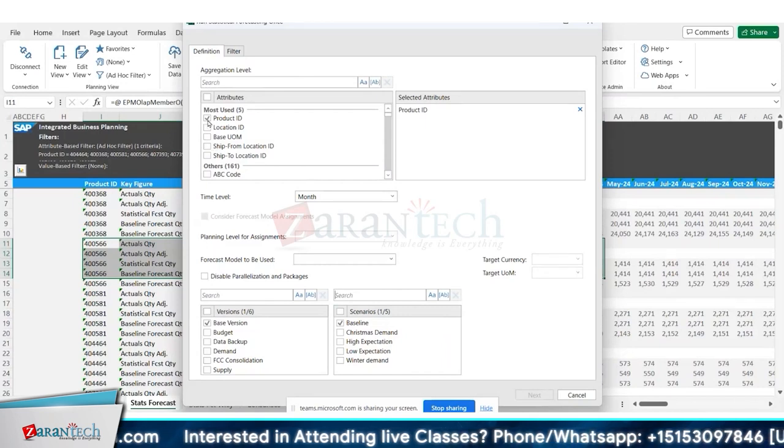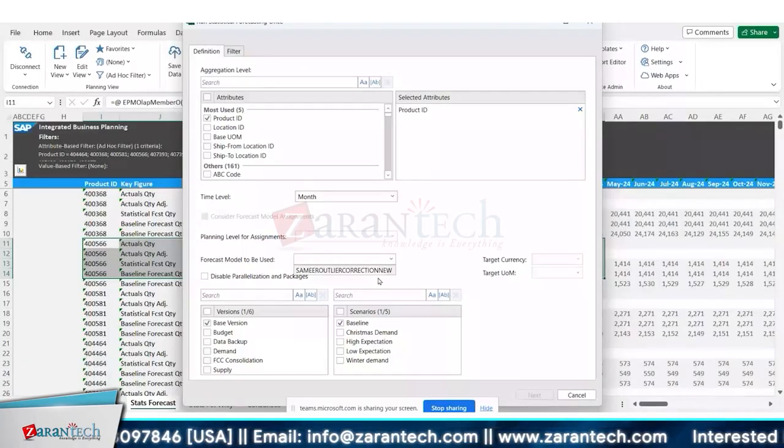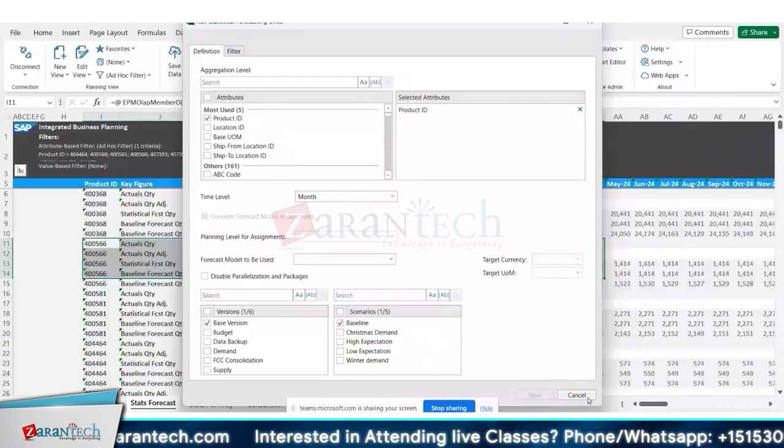Yes. Now I have clicked here product ID, so you can click product ID and time interval as month. And you see a tab here called forecast model to be used. You can click on that and see if you are able to see some forecast model. For example, I can see here one which I have created, Samir outlier correction. Are you able to see this? Yeah, I'm seeing the same one. Okay, perfect. So now we cancel this because we don't need to run it now.